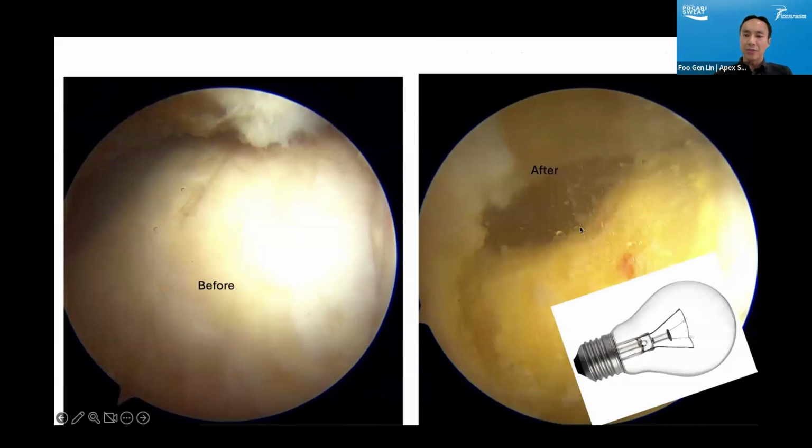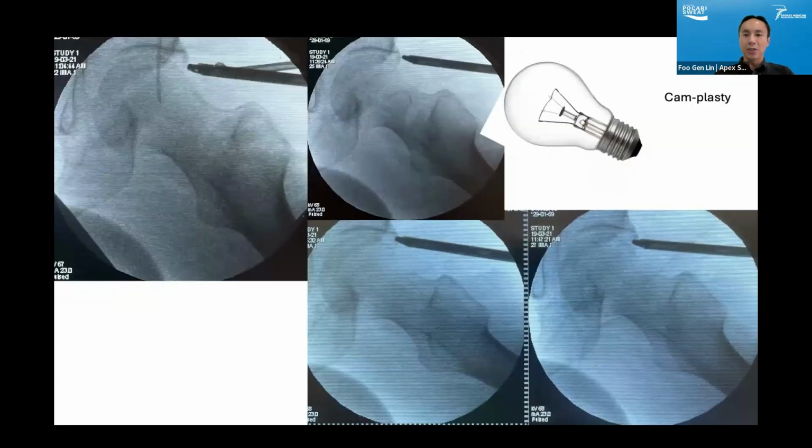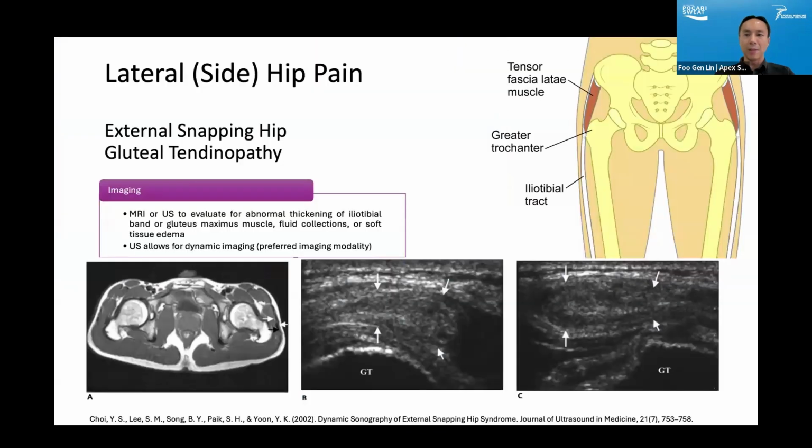So there's a nice curve going down that is not going to ever hit back against the rim of the socket. And we use x-rays during the surgery to ensure that we do a good job to recreate that light bulb appearance. Right, so that's the first case.